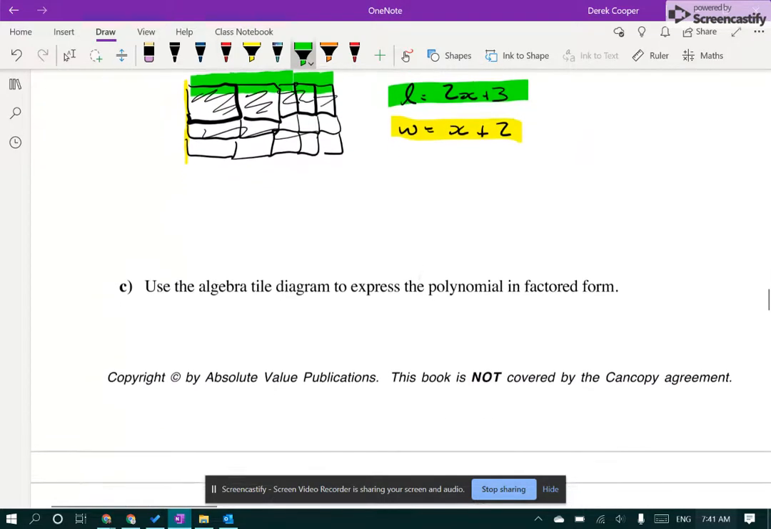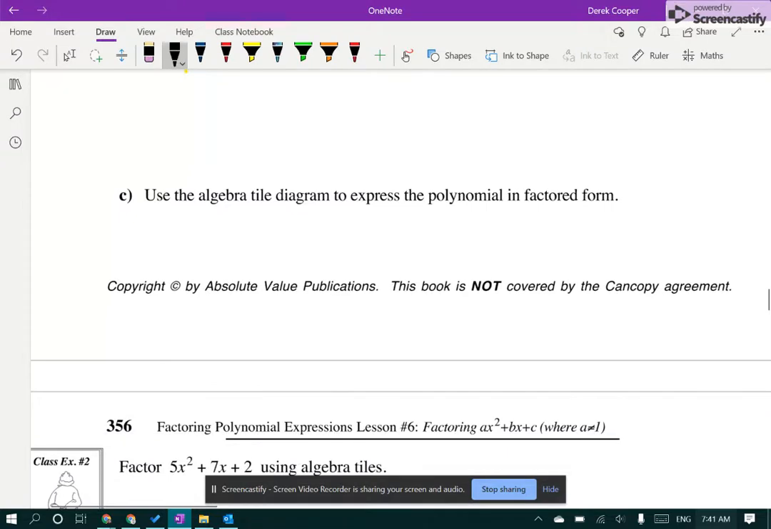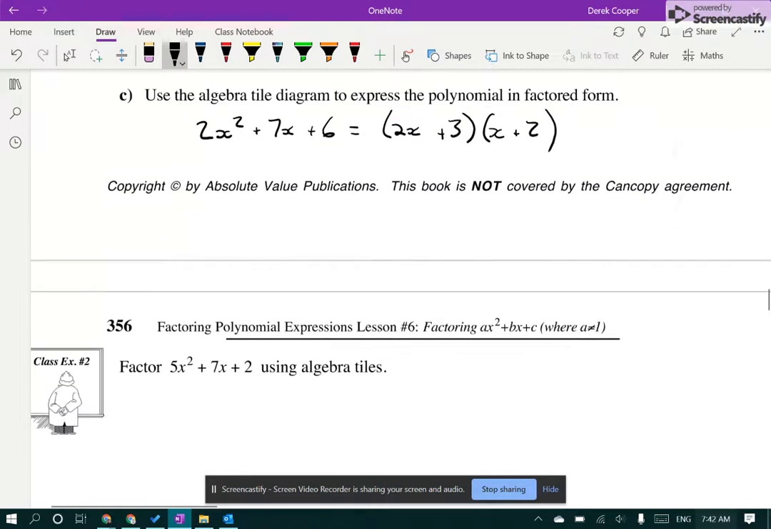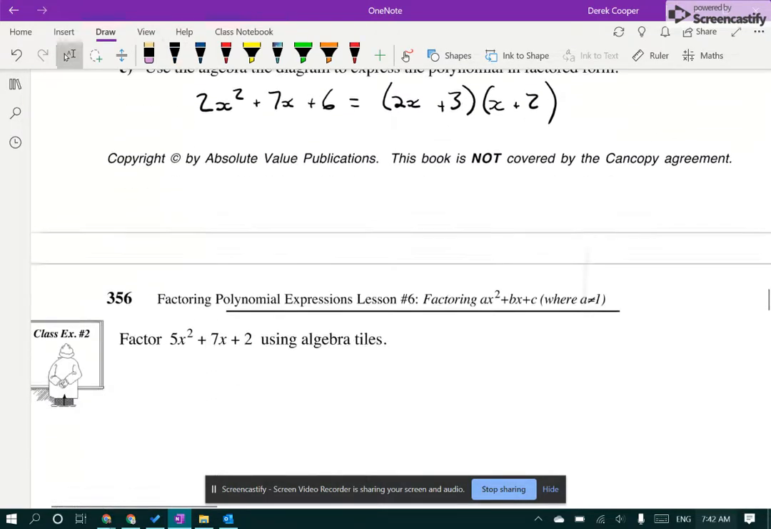If we were to express it as a polynomial in factored form, we would say 2x squared plus 7x plus 6, which was our original one, is equal to (2x + 3)(x + 2). All right, so straightforward there, just a little bit of a review.